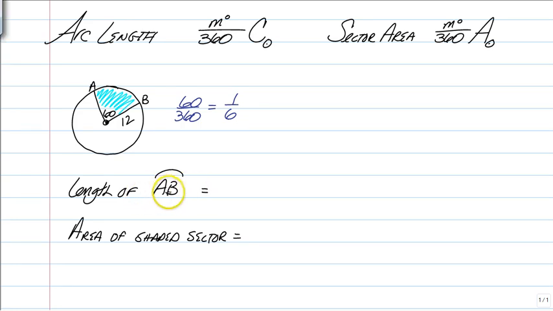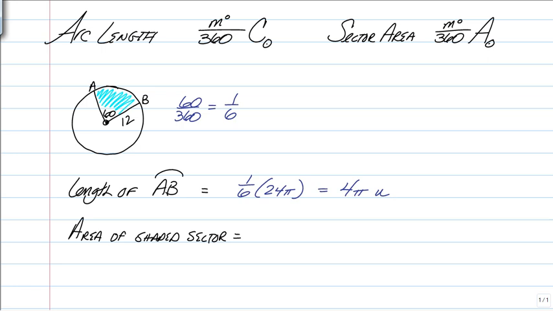To find the length of arc AB, it's just 60 degrees of that circle's perimeter or circumference. So this would just be 1/6 of the circumference of this circle, which would be diameter times pi, which is 24 pi. So 1/6 of 24 pi is going to give you 4 pi. And that's it. And of course, units, since I did not specify any.